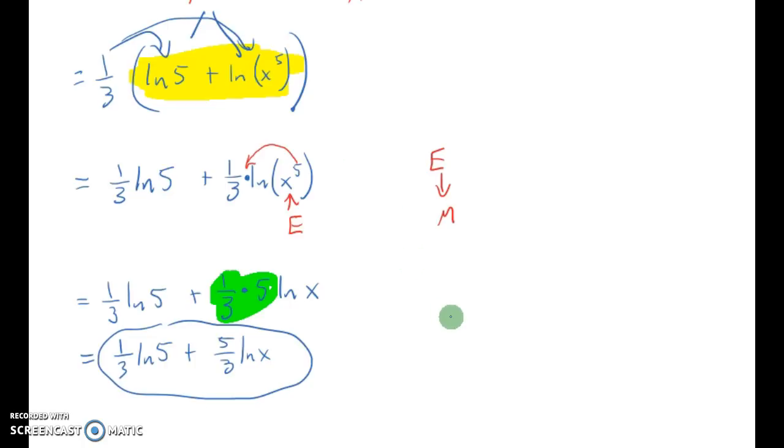So there are many examples of expanding logarithms. Of course, these things can be combined in so many different ways, so make sure to practice with all sorts of problems with these.